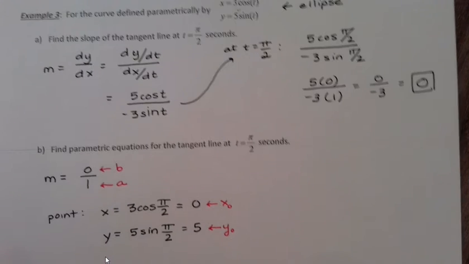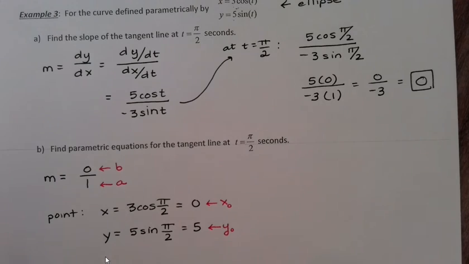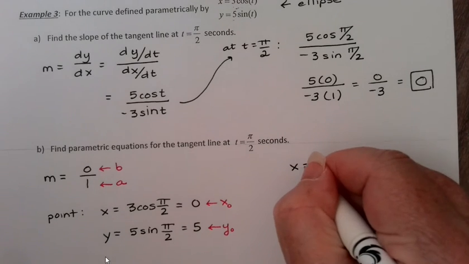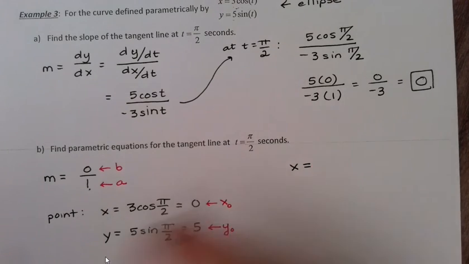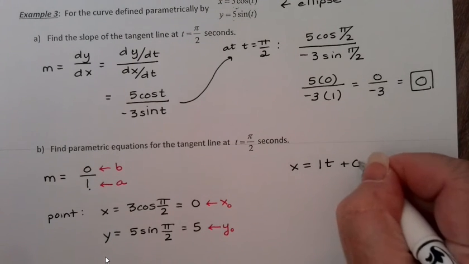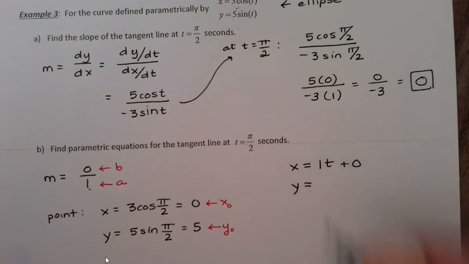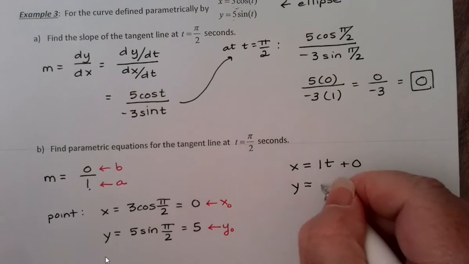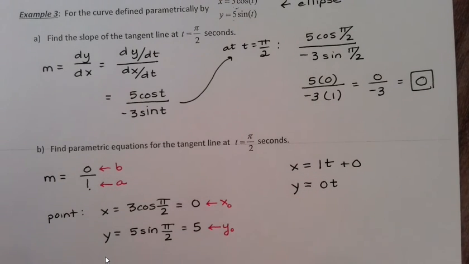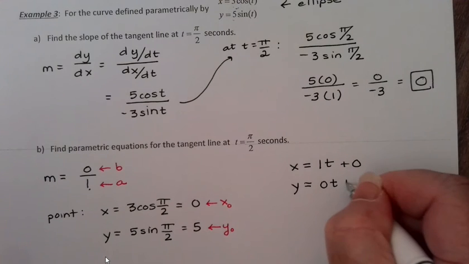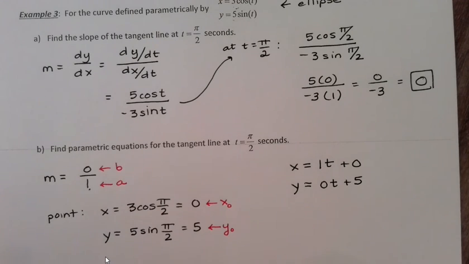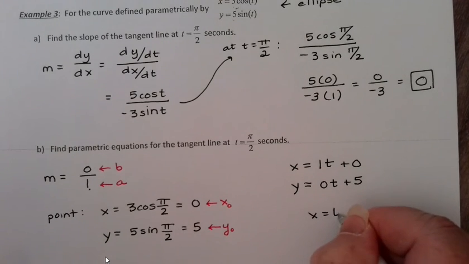All right, that's everything we need to write the equations for the tangent line. x equals 1t plus 0, and y equals 0t plus 5, or simply x equals t, y equals 5.